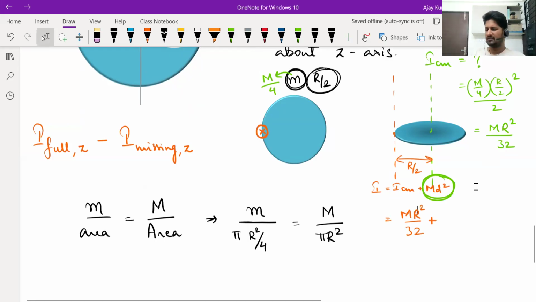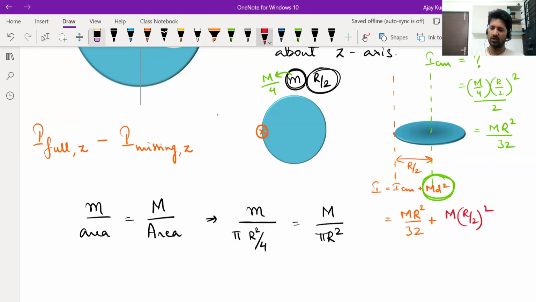So this is another place where students make mistakes very frequently. Since the formula says md square, what students write is m into distance squared. That is wrong. M is the mass of the system. Now this system is a small disk. Small disk's mass is not m, it is m by 4. So m by 4 into r by 2 whole square, mr square by 16, correct. Okay, so mr square by 32 plus mr square by 16 becomes 3 into mr square by 32.